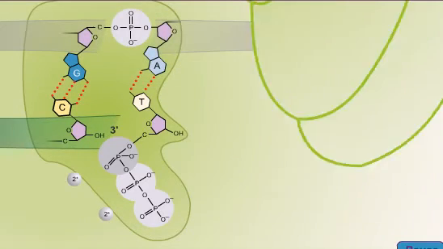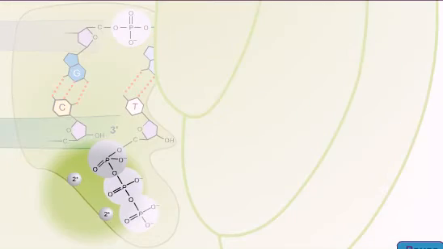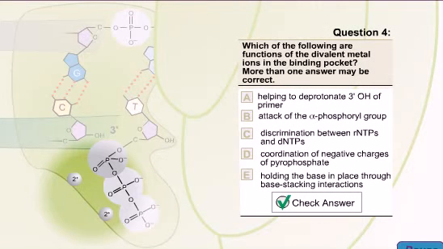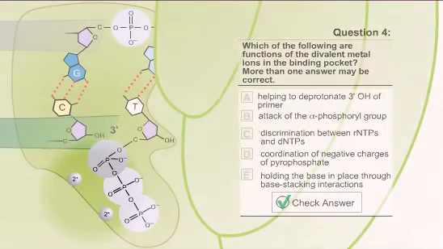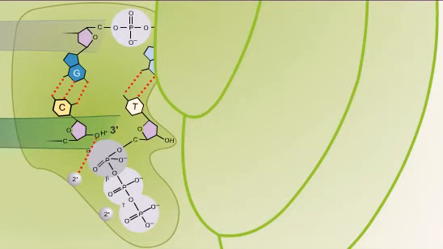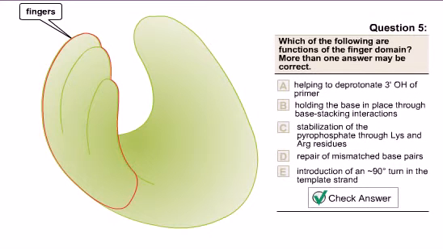Question 4. Which of the following are functions of the divalent metal ions in the binding pocket? More than one answer may be correct. Question 5. Which of the following are functions of the finger domain? More than one answer may be correct.